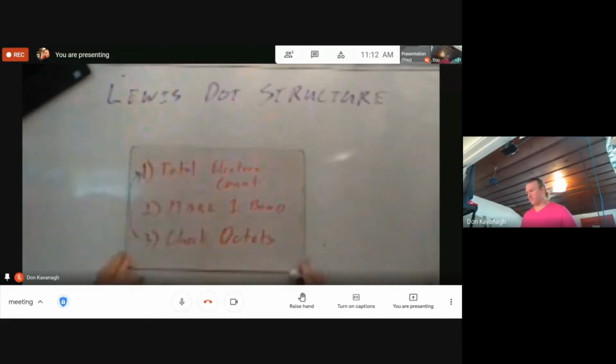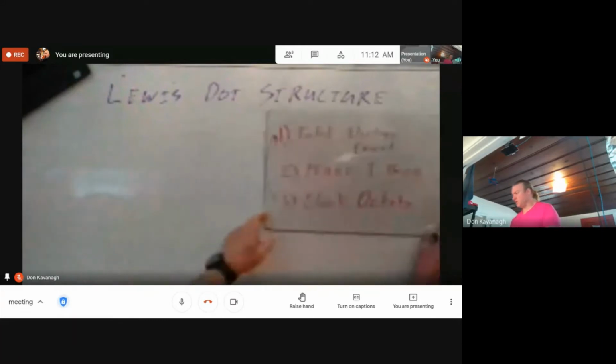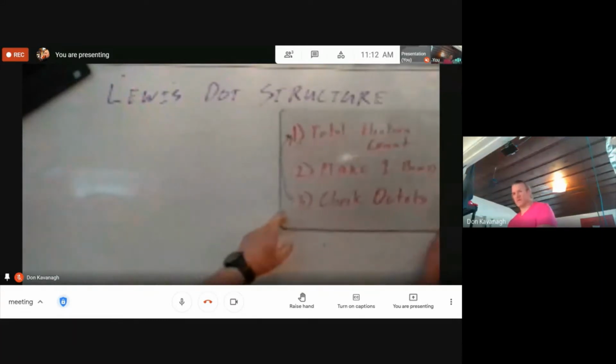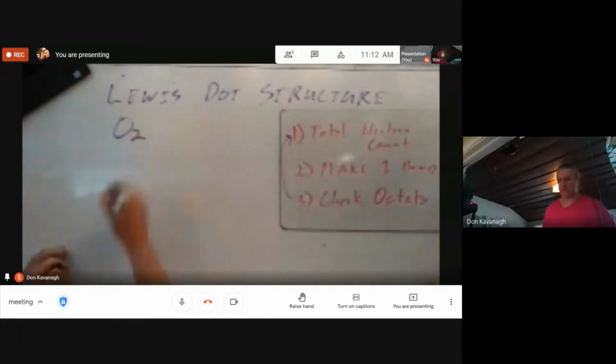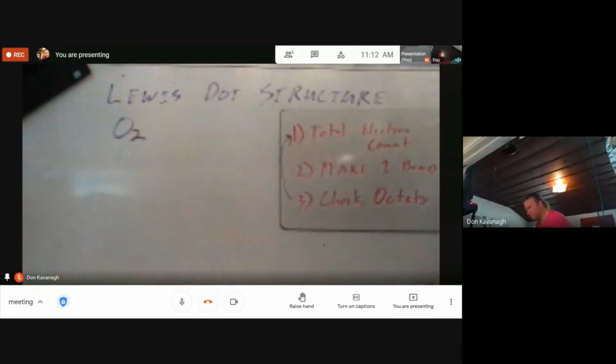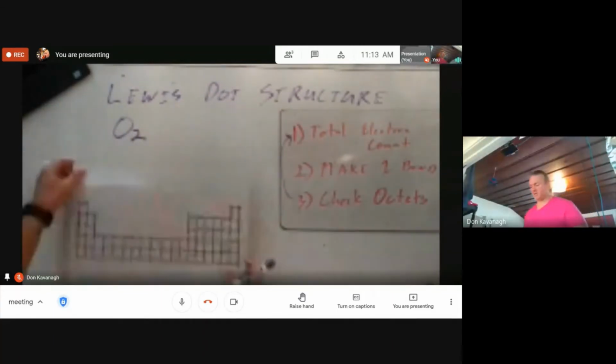all ready to go. There's more steps and fewer steps as you get more advanced in chemistry. This is going to solve a lot of Lewis dot structures. We're going to draw the Lewis dot structure for molecular oxygen, O2. We need the total electron count for oxygen.